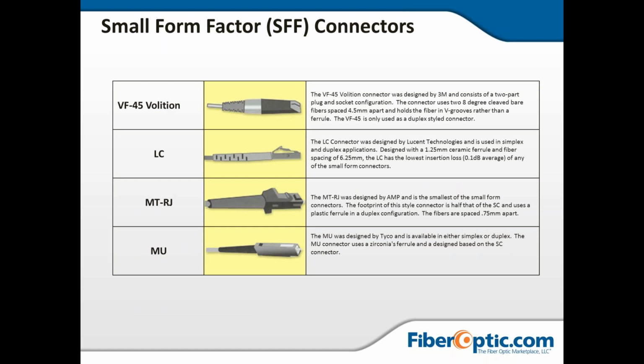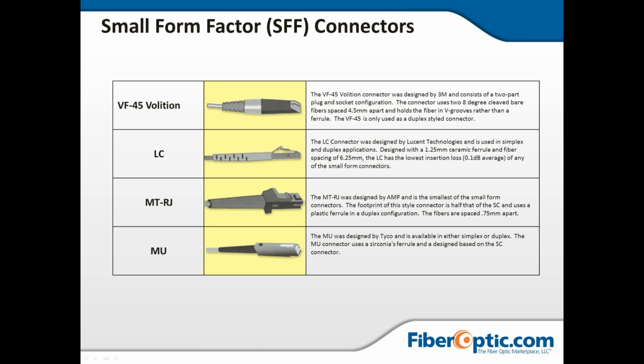The SFF connectors, we're going to go over these. The VF-45 Volition connector was designed by 3M and consists of a two-part plug and socket configuration. The connector uses two 8-degree cleaved bare fibers, spaced 4.5 millimeters apart, and holds the fiber in V grooves rather than a ferrule. The VF-45 is only used as a duplex style connector.